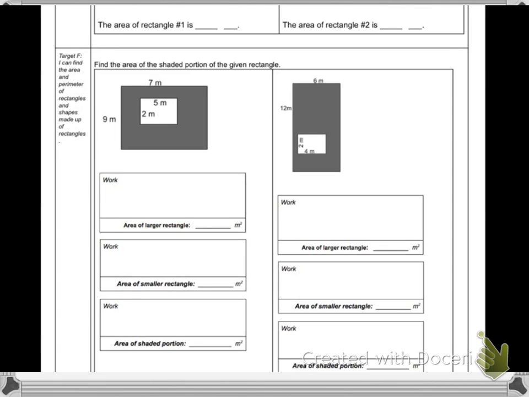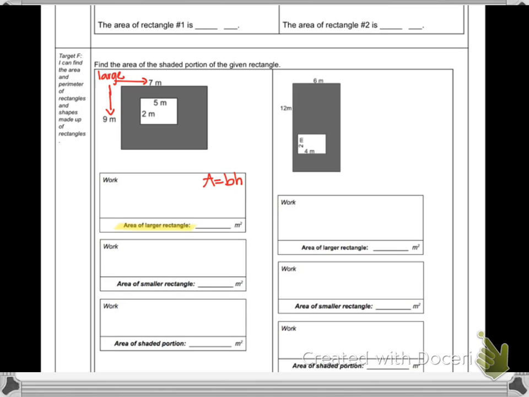The next skill is find the area of the shaded portion of the given rectangle. The first question is asking for the large rectangle. Remember from our warm-ups, the large rectangle is the biggest one. In order to find an area, you're going to do area is equal to base multiplied by height.